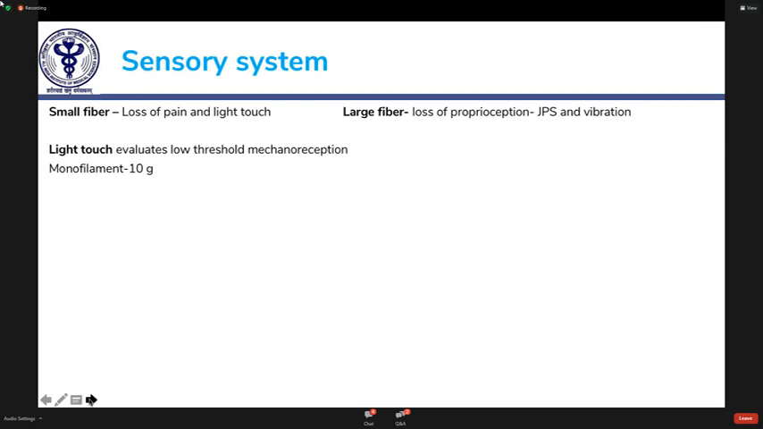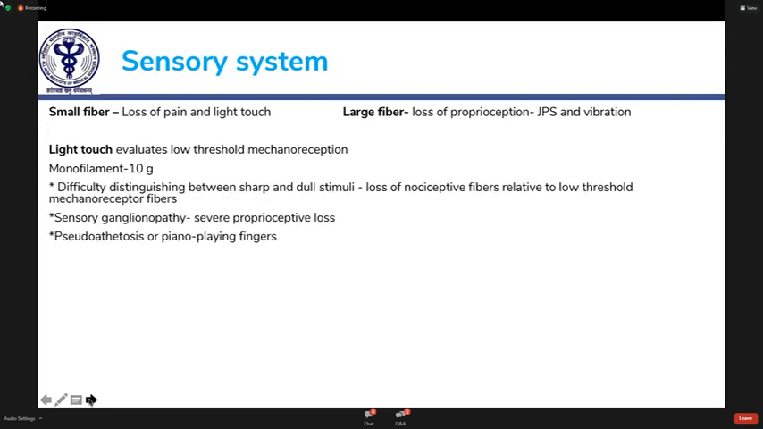The sensitivity and specificity of monofilament with vibration is pretty good in identifying a high-risk diabetic foot. But we don't know exactly whether light touch can easily identify it. Usually a cotton light touch has the same sensitivity, but it is not known. Patients who have difficulty differentiating between sharp and dull stimuli, it is basically due to loss of nociceptive fibers, related to the low threshold mechanoreceptive fibers.